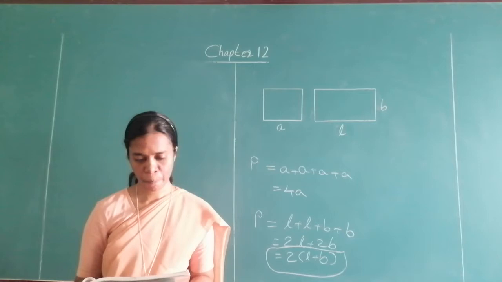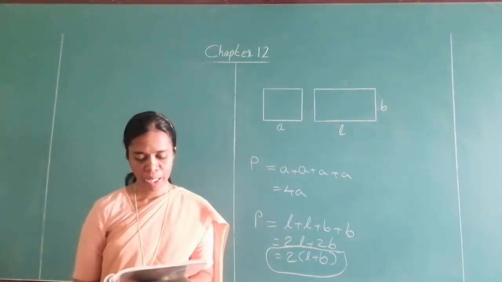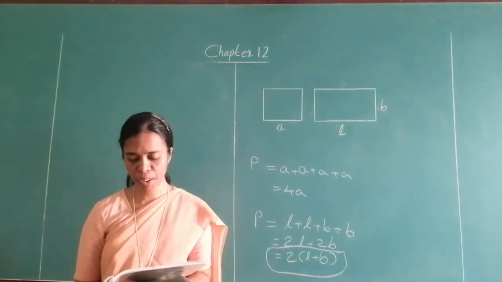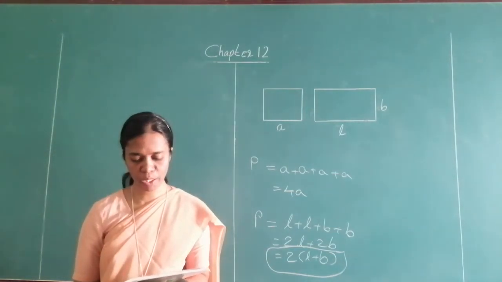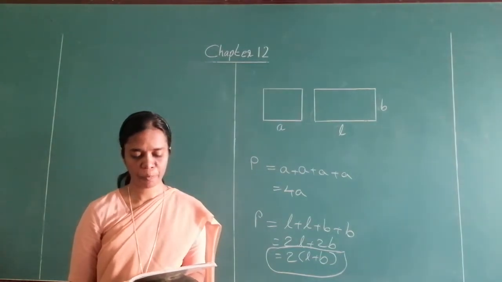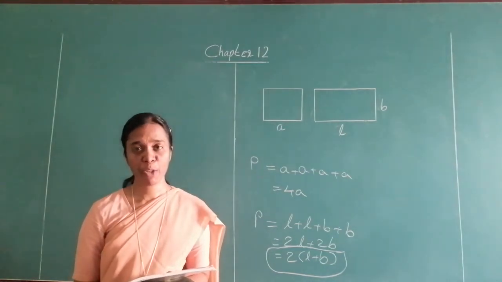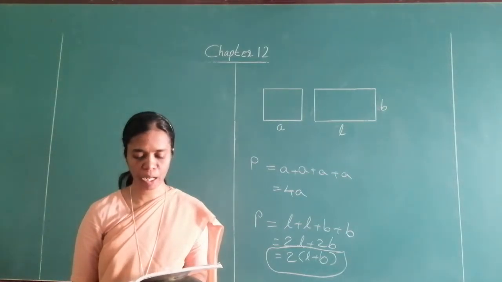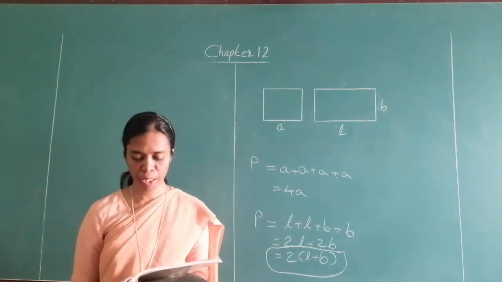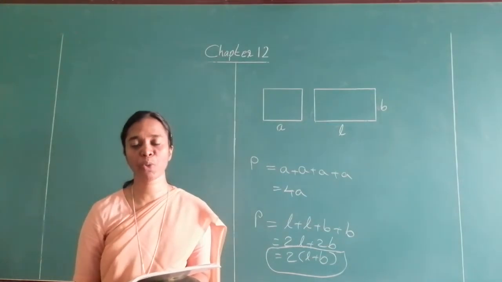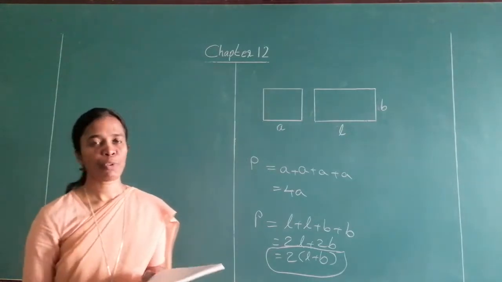Question number 1. If the length and breadth of a rectangle are doubled, how many times the perimeter of the old rectangle will that of the new rectangle be? I repeat, if the length and breadth of a rectangle are doubled, how many times the perimeter, that of the old and the new, will be? How do we find out?